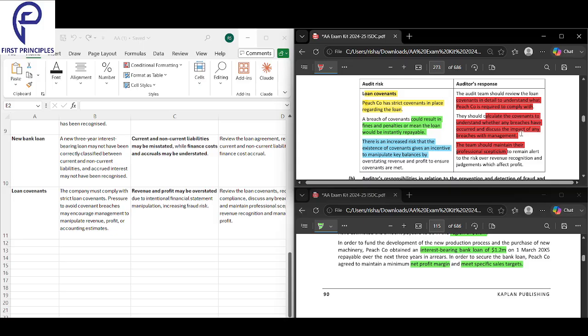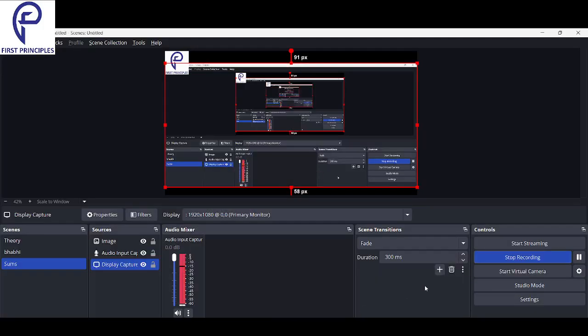And also be alert during the entire audit. During the entire audit, you will have to be a lot more alert. Okay, so this is about the risk part.